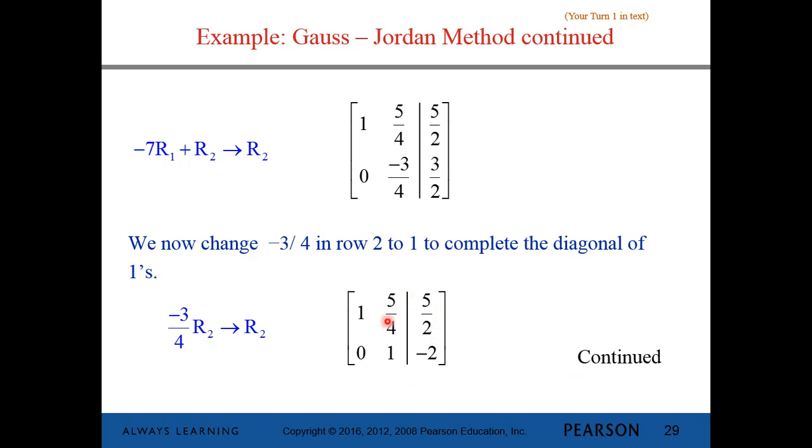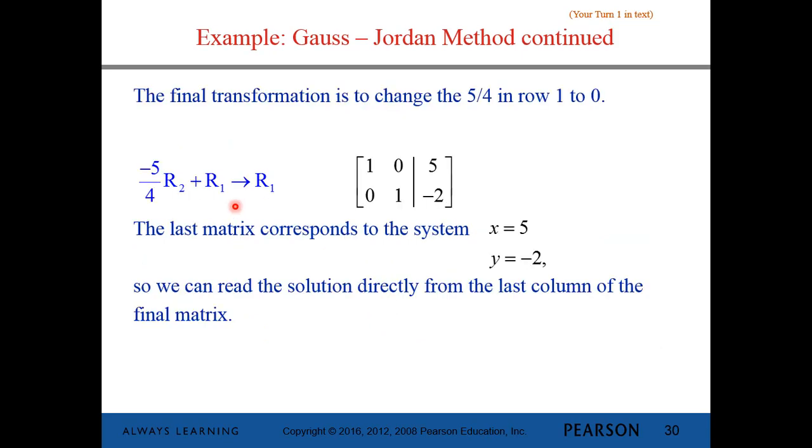Okay, so now this is our matrix. The last step is to use this here to make this 0. We can multiply this by negative 5/4, add it to row 1, and replace row 1 with the result. Now you've got this here, and these are your solutions. So that means your x is equal to 5 and your y is equal to negative 2.